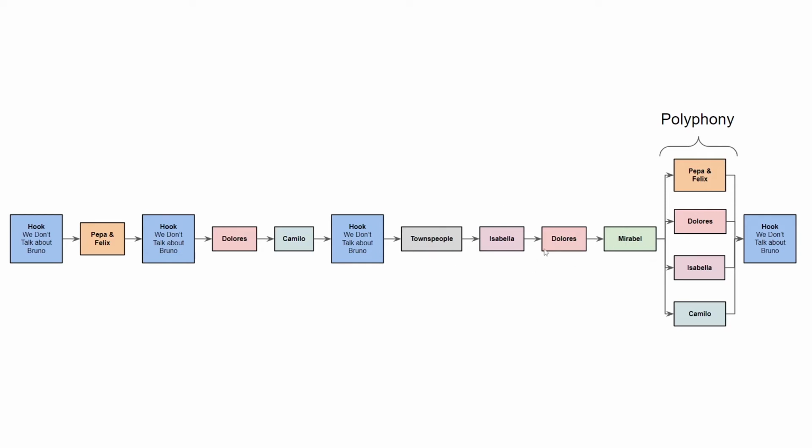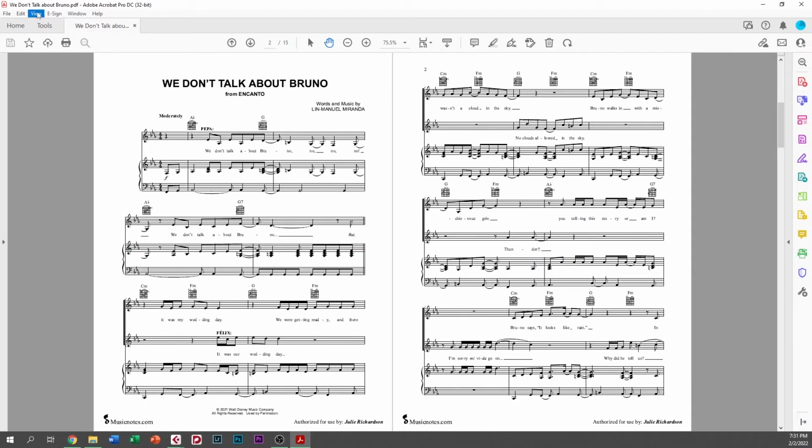We have townspeople, Isabella, Dolores, and Mirabel, each singing individually in this section. And then we have our polyphonic section. So we have four individual music themes going on here, but we also have Peppa and Felix singing a duet together. So we essentially have five different people singing at the same time during the polyphonic section, and then we close it out with the hook with We Don't Talk About Bruno. So let's take a look at the sheet music.